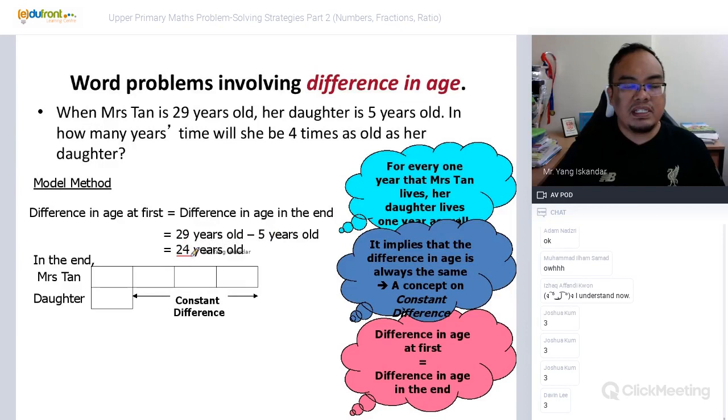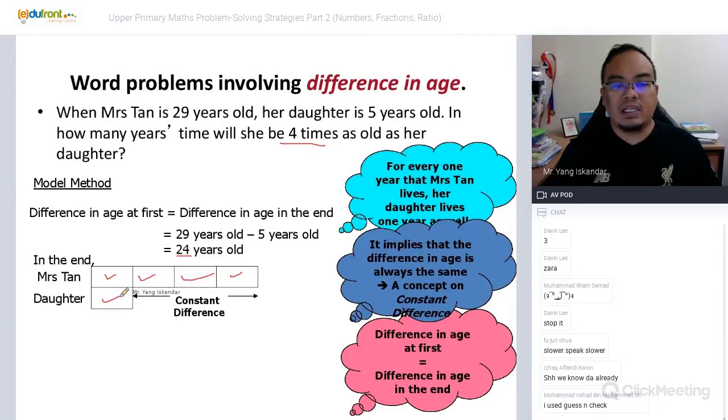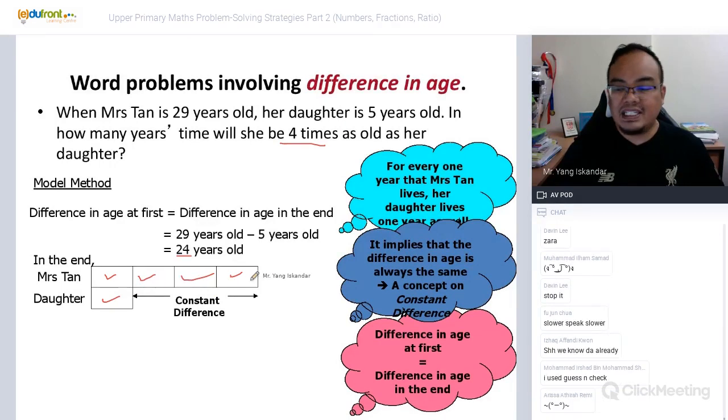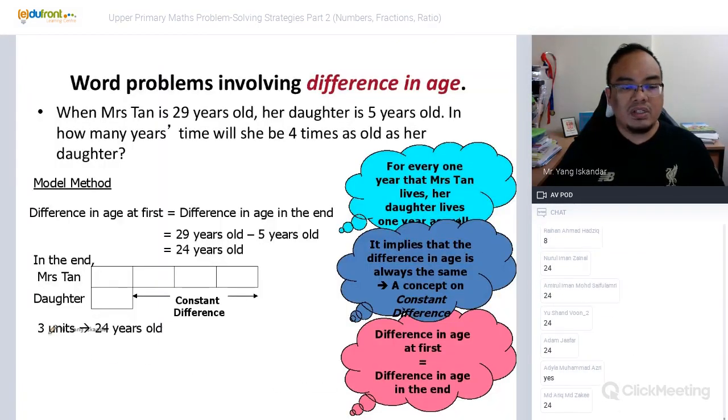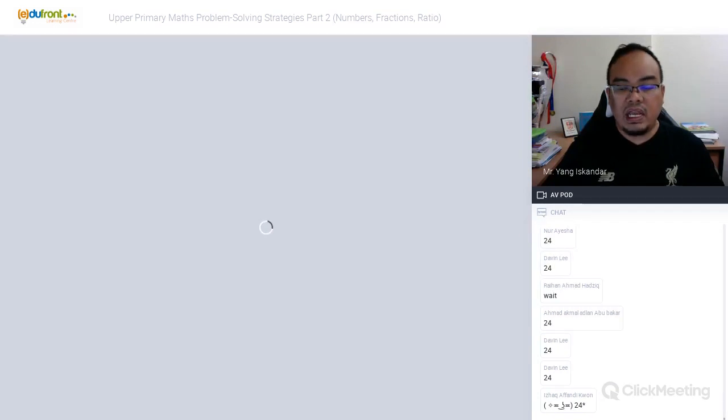So we know that the difference is the same, 24, right? Okay, so in the end, Mrs. Tan is 4 times as old as her daughter. So if you were to draw the model, you can see here, Mrs. Tan 4 units and the daughter 1 unit, right? And since it is constant difference, can you tell me how much is from here to here? Anyone? Will always be 24, correct or not? Okay, so 3 units is 24, right? 1 unit, 2 units, 3 units. And 3 units is 24.